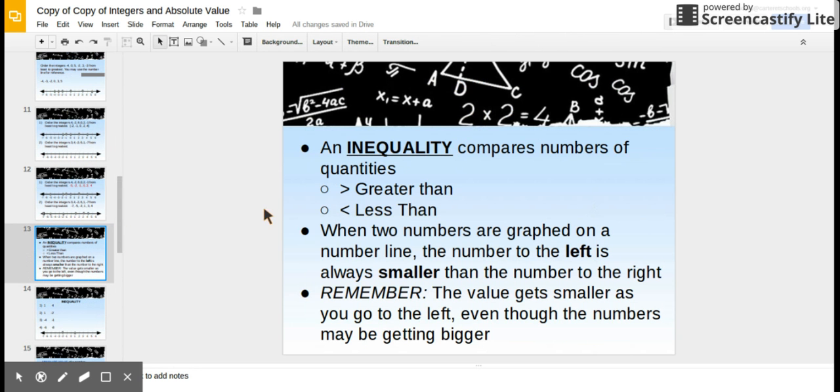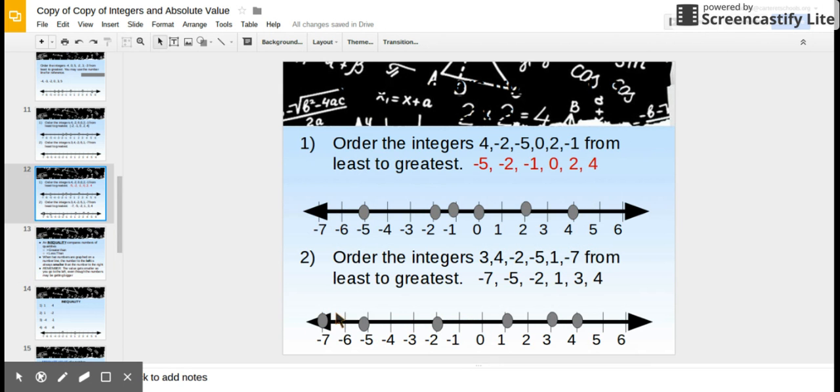All right, an inequality compares numbers or quantities. This sign means greater than. This symbol means less than. So when two numbers are graphed on a number line, the number to the left is always smaller than the number on the right. In other words, these numbers are always smaller than these numbers.